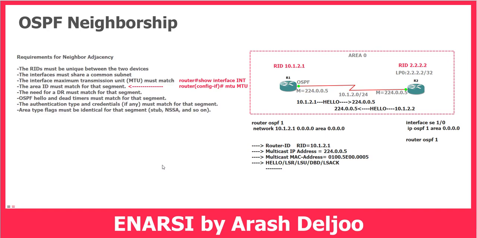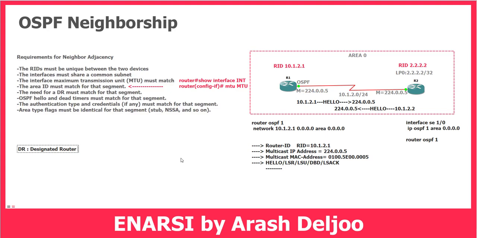The next neighborship condition or requirement is that the need for a DR must match for that segment. Let me give you a little introduction about the DR and BDR. Until now, we didn't talk about the DR and BDR. In the next section, we will talk about them. Let me only say that in some networks, we are selecting one DR, meaning designated router, on one interface in one segment. Look at here, DR is the abbreviation of designated router.